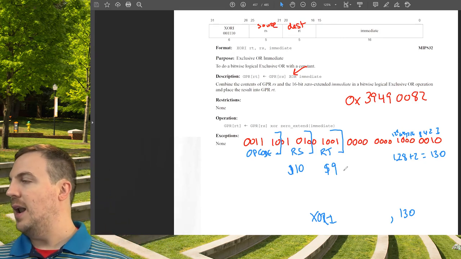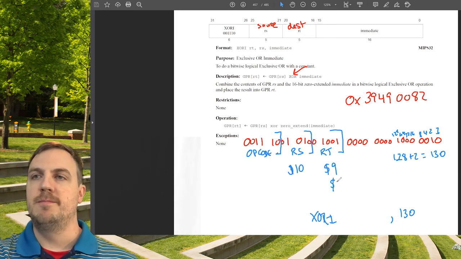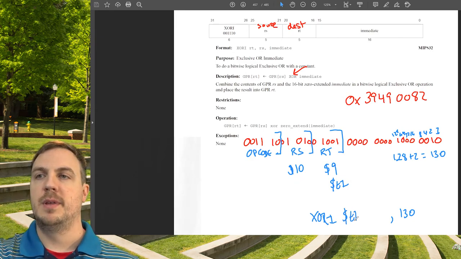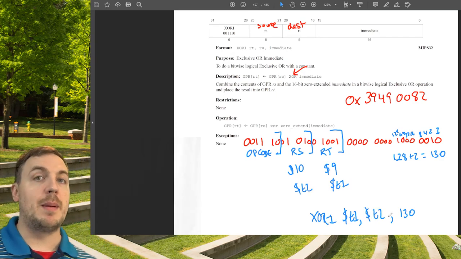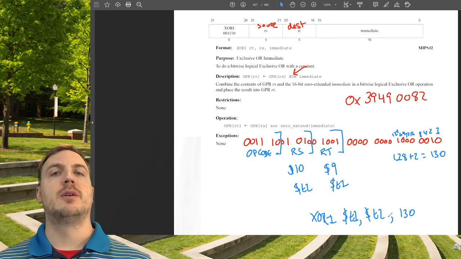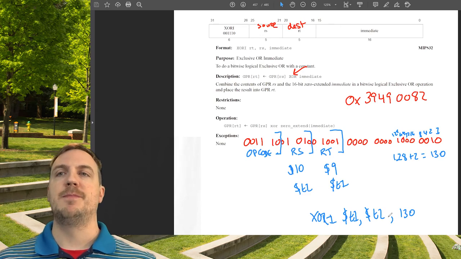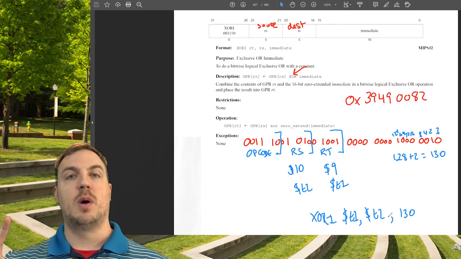Okay, so the two that we have here are 9 and 10. If we look at our chart, 9 is T1, 10 is T2. So this is T1. So RT, which is our destination register, is T1. And 10 is T2. So we put T2 in here. If you don't remember those, you can look at the table in the lecture notes to see that 10 is T2 and 9 is T1. So now that we're done, we can see that the XORI instruction is what we've executed.